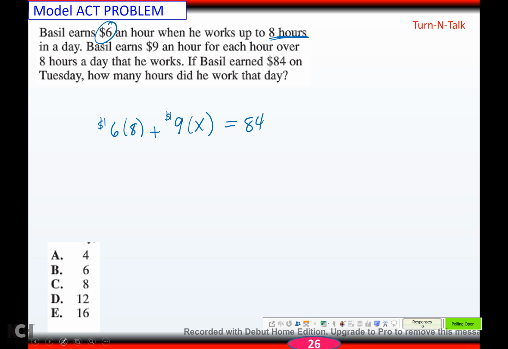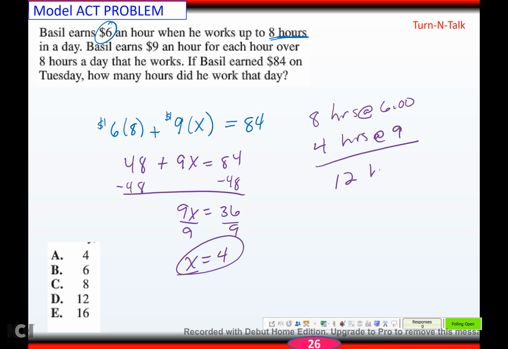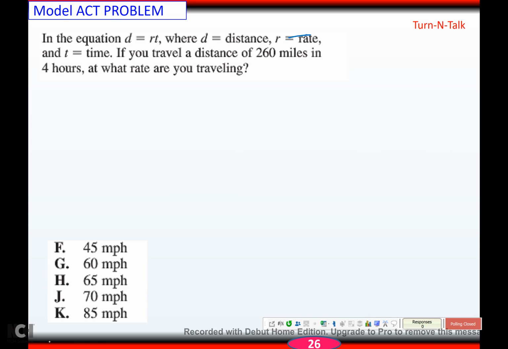Okay? So, if I simplify this mess, I'm going to have 48 plus 9x equals 84. Minus 48, I get 9x equals 36. Divide by 9. And I get x equals 4. So he's going to work 8 hours at $6 an hour, and then he's going to work 4 hours at $9 an hour, and that'll give him a total of 12 hours total. Because they want to know how many hours did he work that day. Well, he worked 8 hours at $6 an hour and 4 hours at 9, which gives me 12 hours total. Okay. All right, try this one.